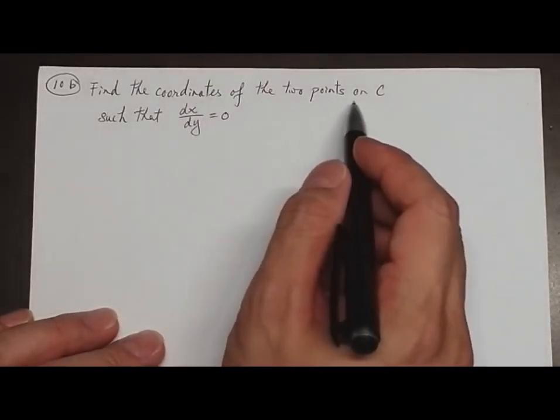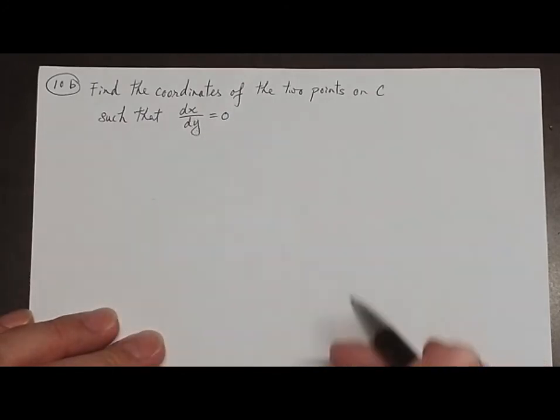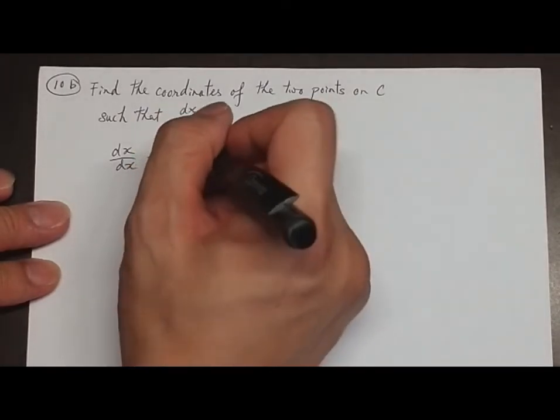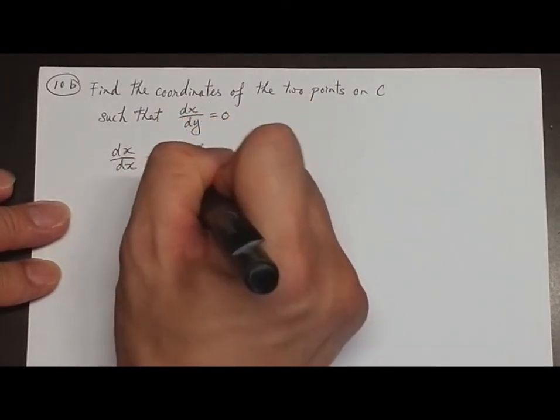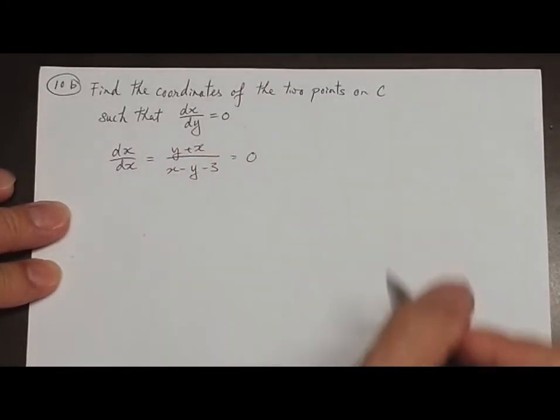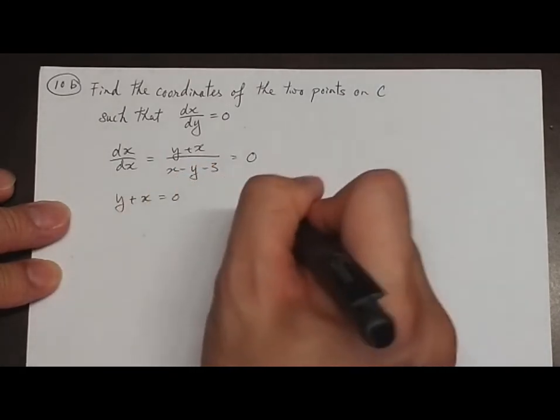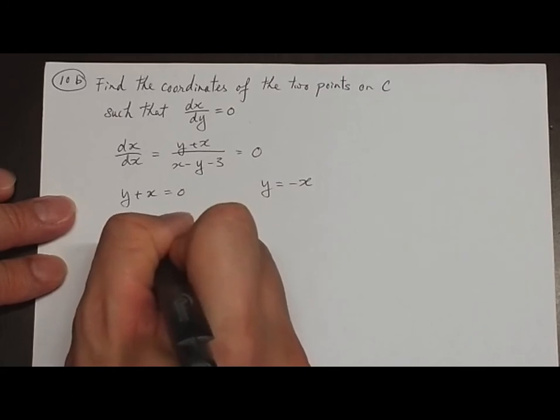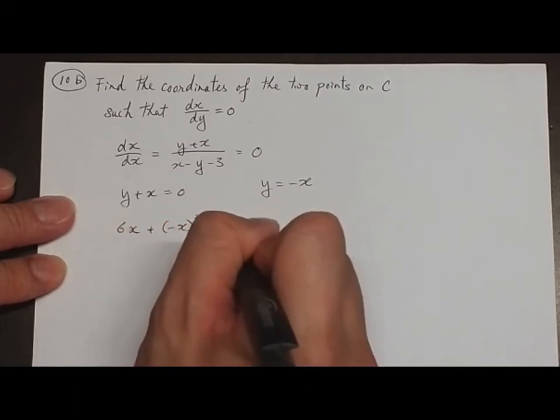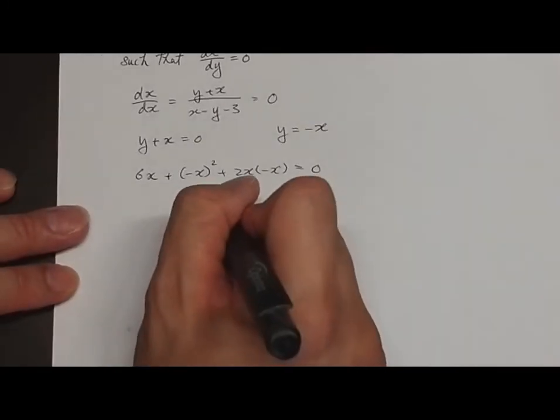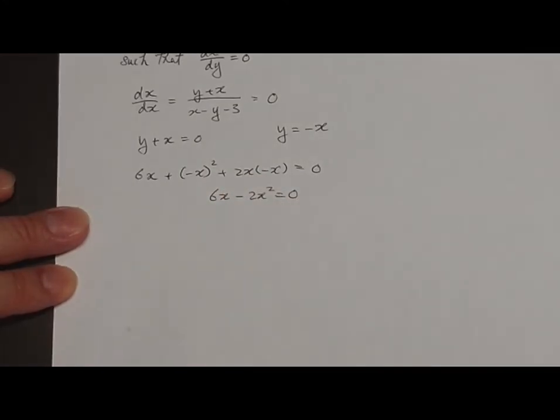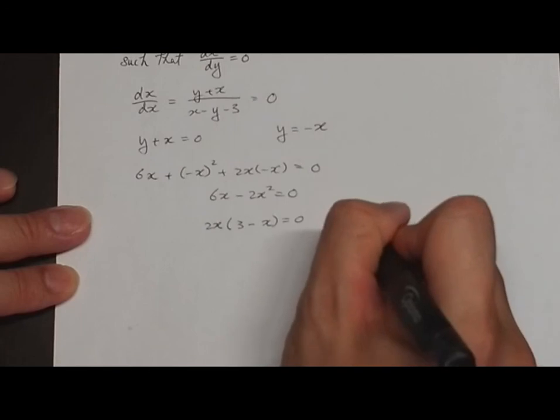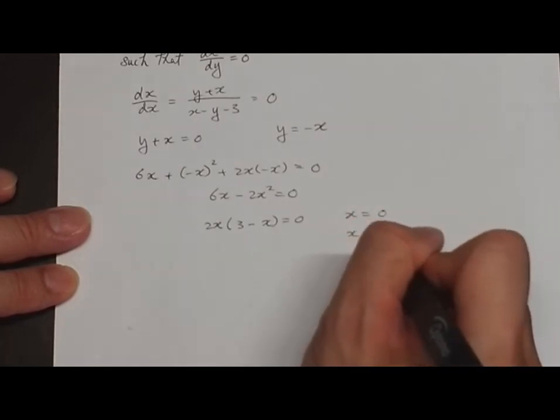Find the coordinates of two points on C such that dx by dy is equal to 0. So dx by dy is the inverse of dy by dx. So it's equal to (y plus x) over (x minus y minus 3). And if dx by dy is equal to 0, this means y plus x equal to 0 and y is equal to minus x. We substitute into the original equation. We have 6x plus (minus x) squared plus 2x times (minus x) equal to 0. And we get 6x minus 2x squared equal to 0. So we got 2x(3 minus x) equal to 0. That means x equal to 0 or x equal to 3.